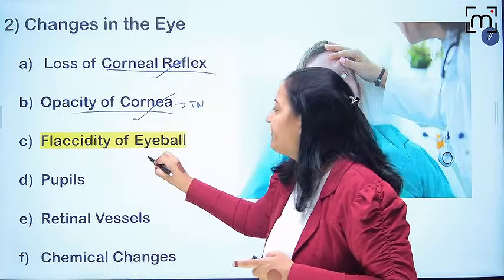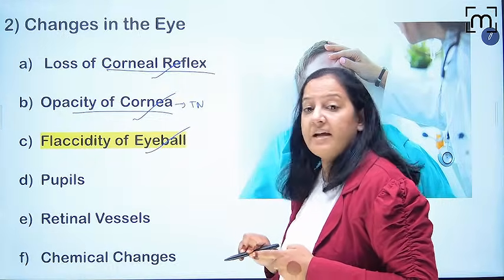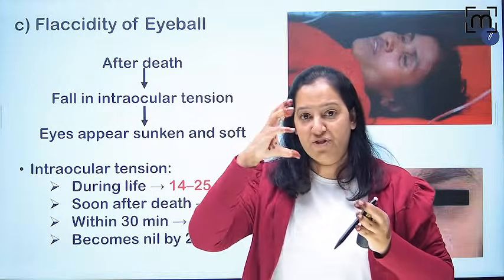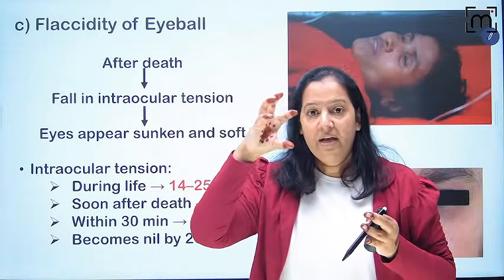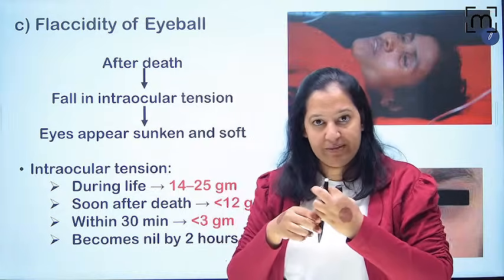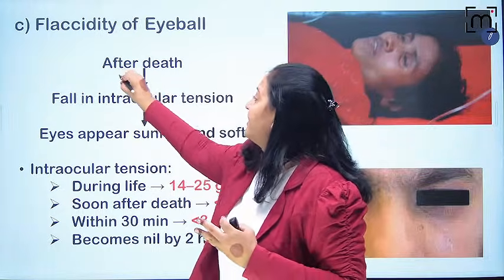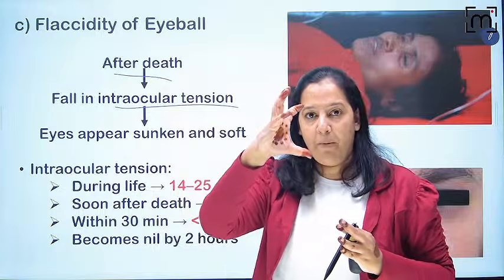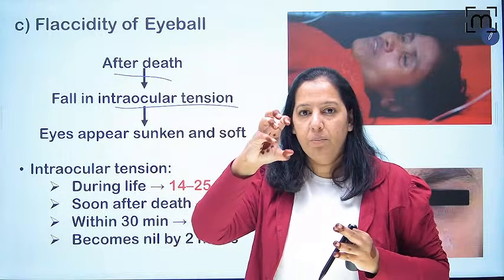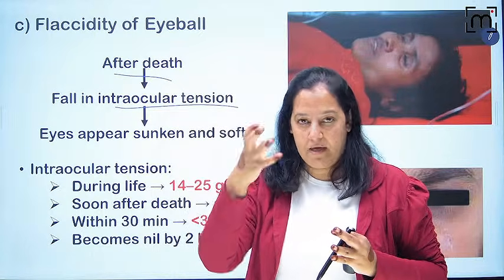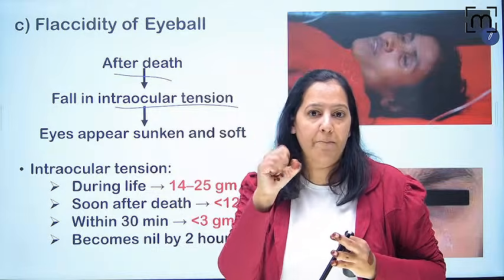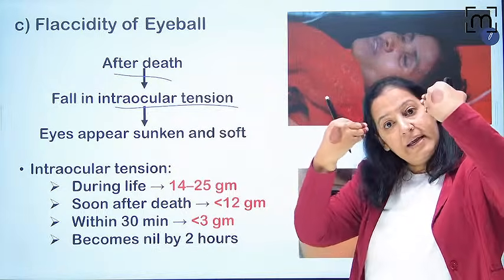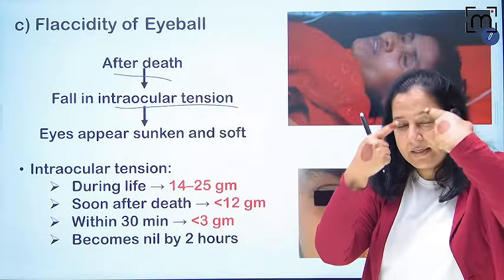Now the third sign is flaccidity of the eyeball. The eyeball is like a 3-dimensional ball inside which there is aqueous humor and vitreous humor. After death, intraocular tension reduces, so the size of the ball reduces. Imagine a ping pong ball. So the eyeball is sunken inside the eye sockets.